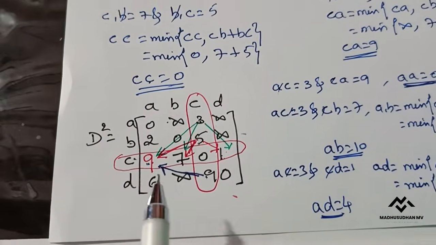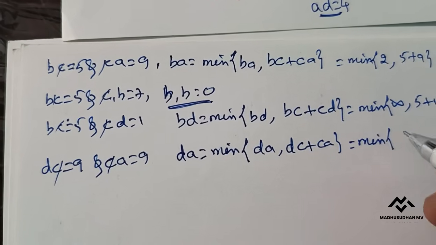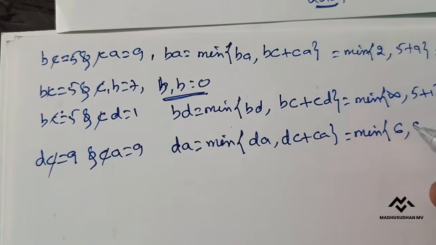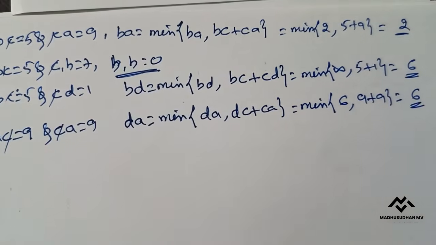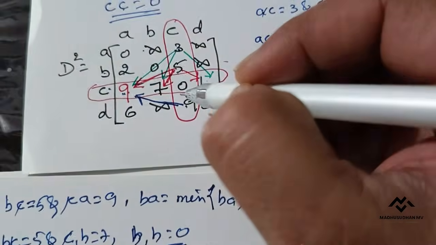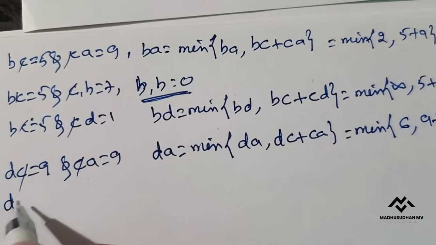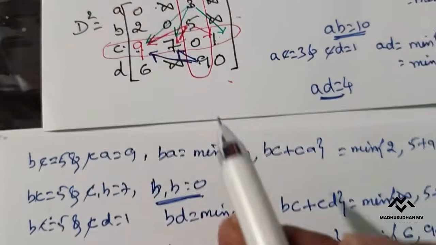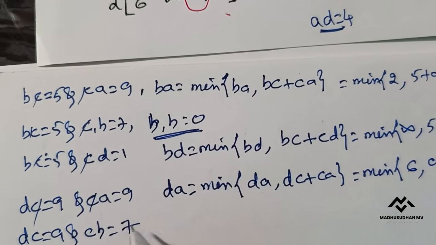What is D to A? See, D to A is 6. So the minimum of D to A 6 and 6 plus 9, 18, is 6 only. So I wrote 6 only. Okay. So next, again, I need to compare this column value with this row value. That is again DC is equal to 9, and this 7 is C to B. So C to B is equal to 7.